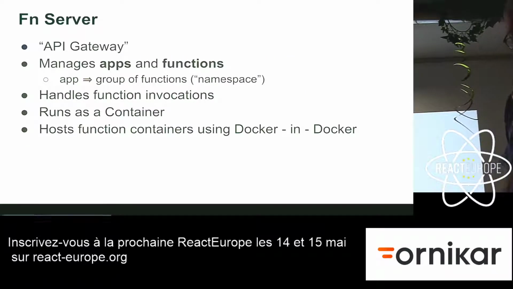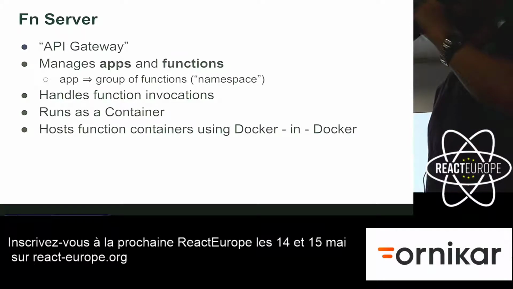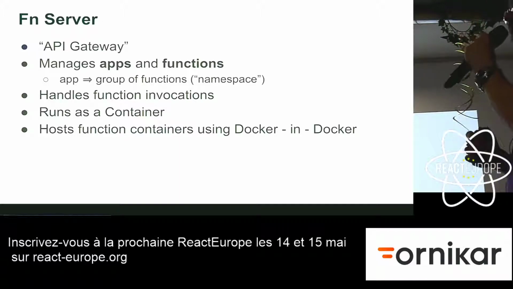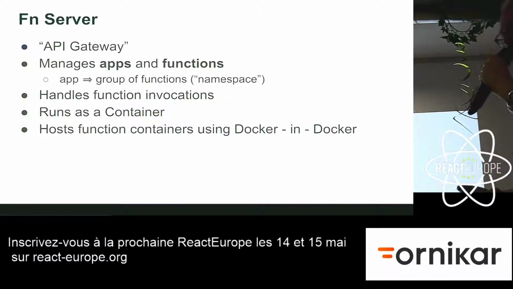Now, FN server. This is like our API gateway. So it manages apps and functions, and if we were to start the project again, we would probably call the app the namespace because it's actually just a group of functions. The FN server handles the function invocations. It itself runs as a container, and it hosts the function containers inside itself using Docker in Docker.